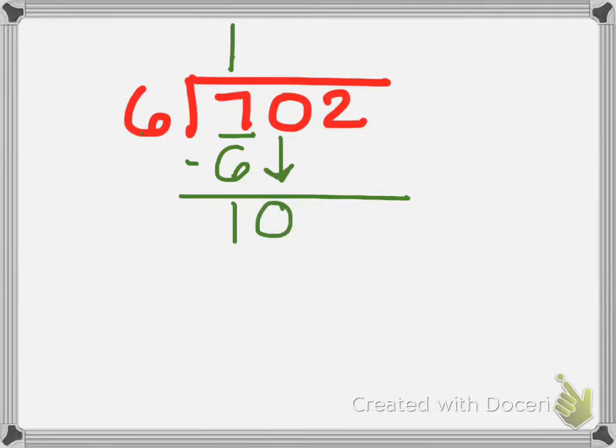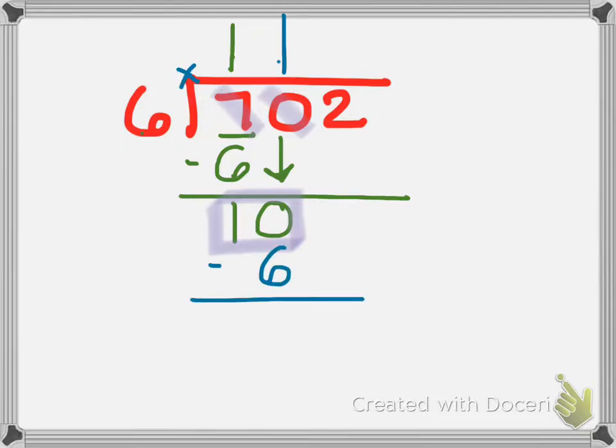Now my new quotient is 10. I'm done with that 7 and I'm done with that 0. All right, here we go. 10 divided by 6. I'm going to count by 6s to 10. 6. I counted 1 6. 1 times 6 equals 6. 10 minus 6 equals 4.